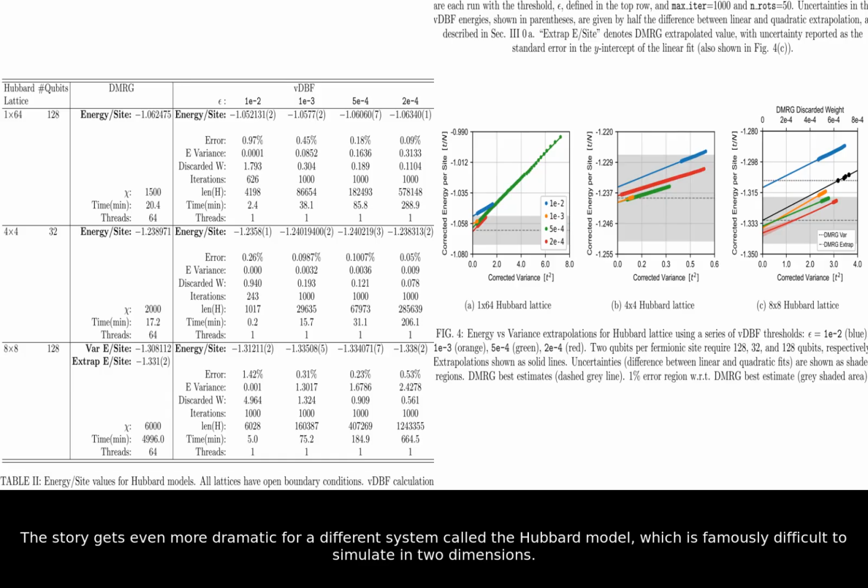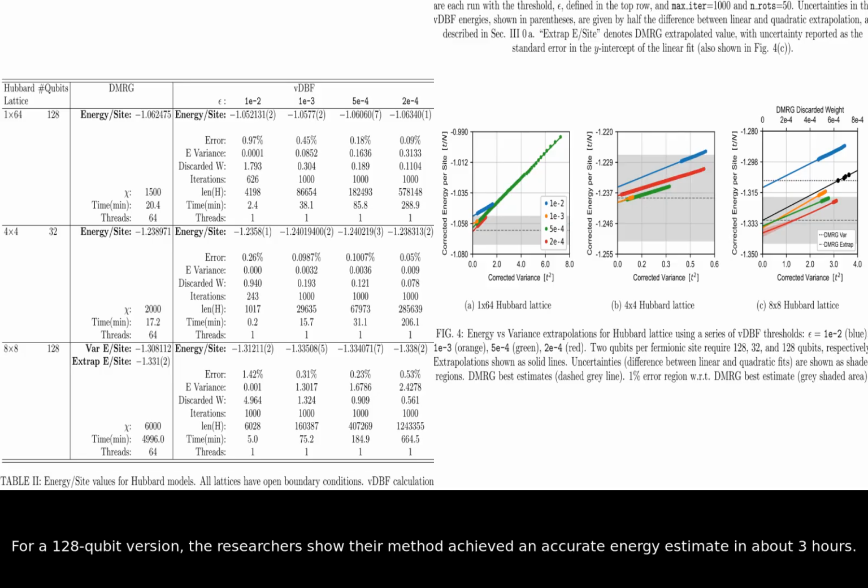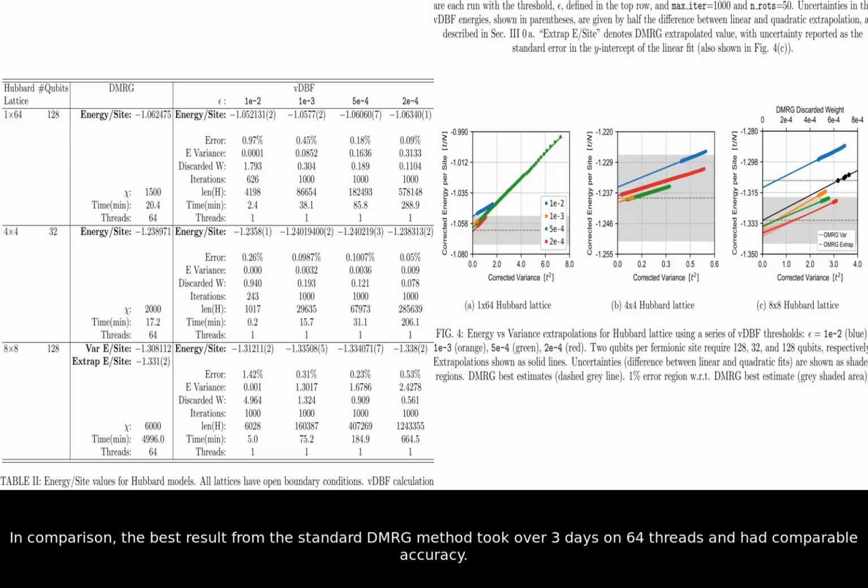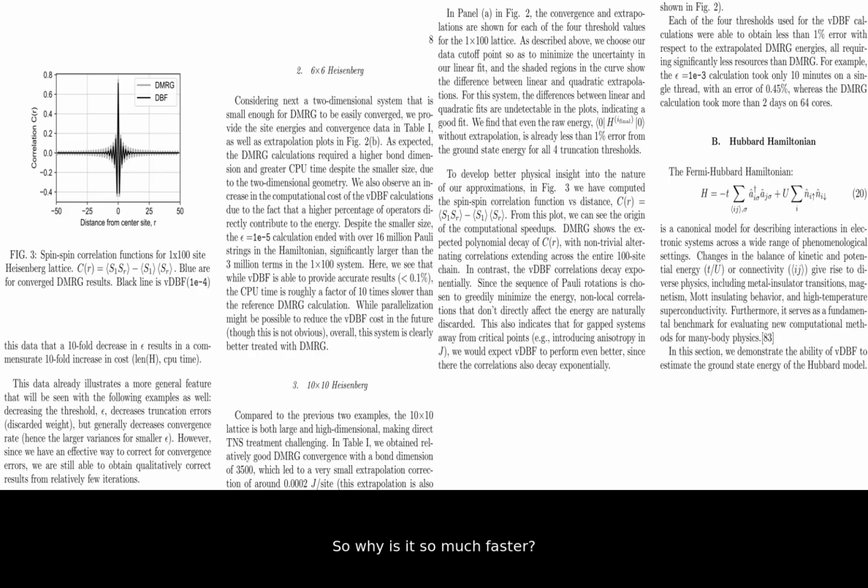The story gets even more dramatic for a different system called the Hubbard model, which is famously difficult to simulate in 2 dimensions. For a 128-qubit version, the researchers show their method achieved an accurate energy estimate in about 3 hours. In comparison, the best result from the standard DMRG method took over 3 days on 64 threads and had comparable accuracy.